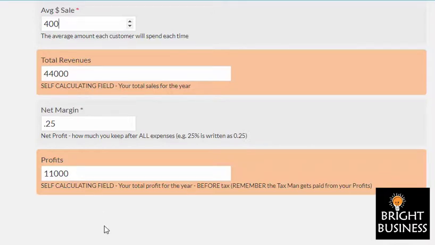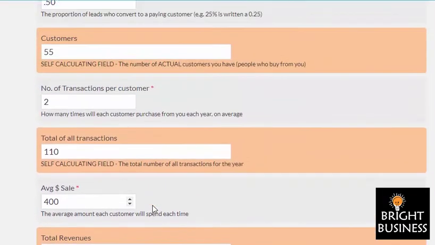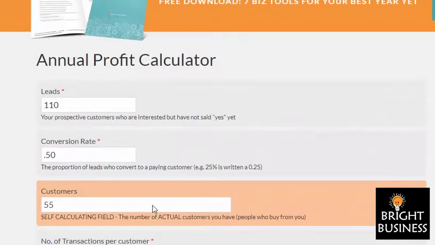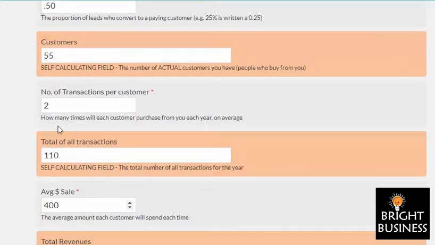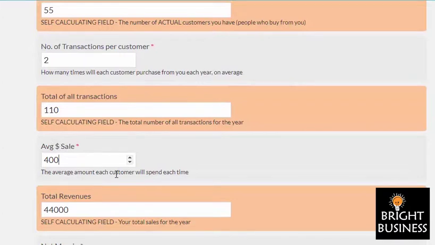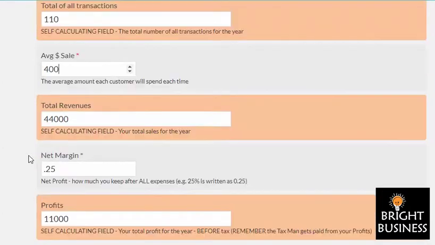So your mission is to use this calculator and play with the numbers until you get some numbers you really like. It's entirely up to you. You can boost the number of leads, you can get better at selling and get a better conversion rate. You can ask your customers to come back more often. You can boost your average dollar sale by your offerings or putting your prices up, or a million other things. You can also increase your net margin by getting much more efficient at your expenses and how you do things.